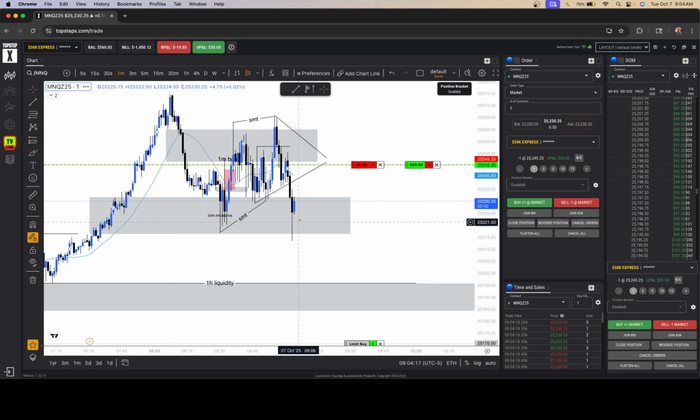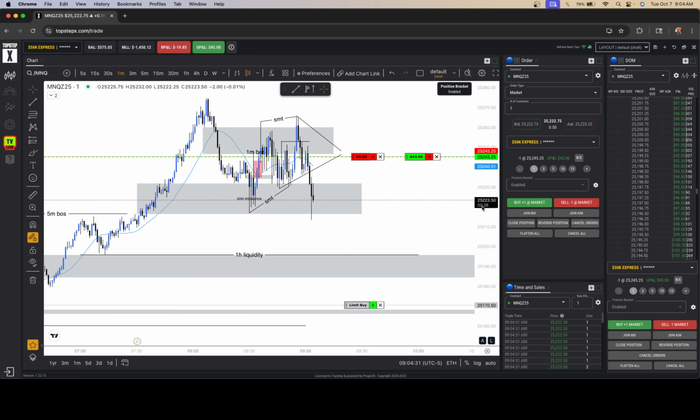And I could see prices already being impulsive down here. Let's see if there's a SMT down here. There is no SMT down here. So that is a good sign that we may start to continue pushing down now.